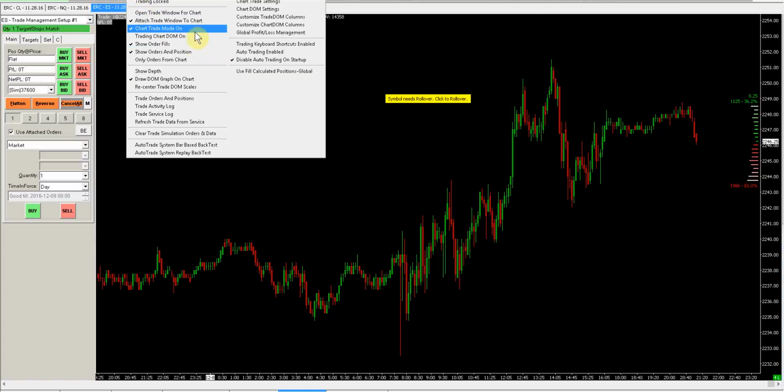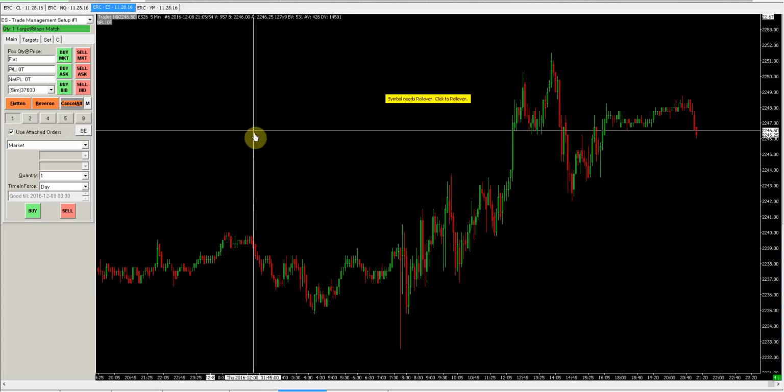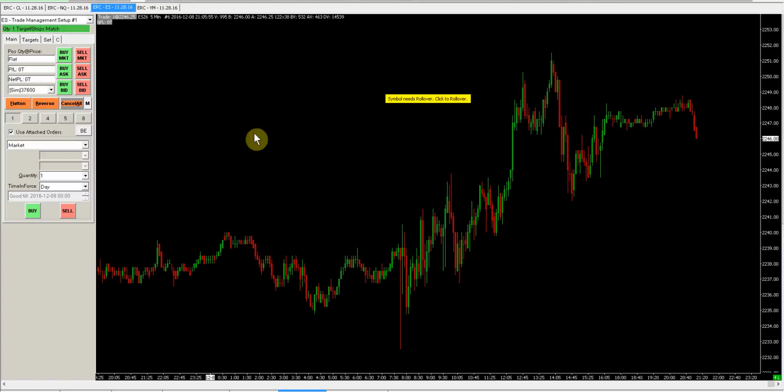Let me turn that off. I'm not ready for that yet. Okay. It still looks pretty weird. Right now, you can see the market's trending down, but it's just really kind of weird.